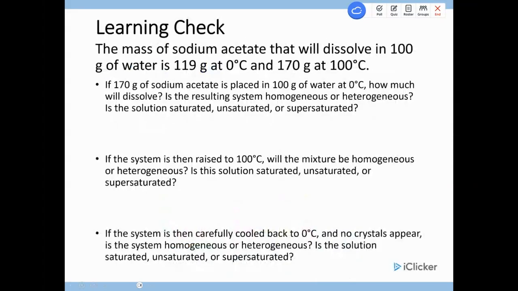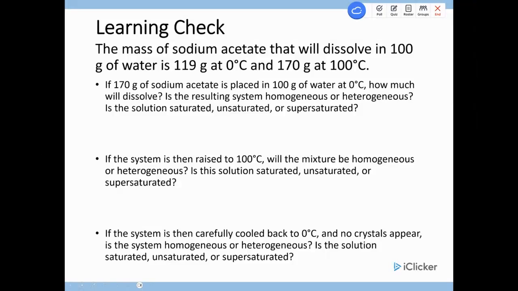All right, so now we've got our learning check. We're going to do the very first part of the first question together, and then the rest you'll do as an iClicker. So let's read this. We have sodium acetate. The mass of sodium acetate that will dissolve in 100 grams of water is 119 grams at 0 degrees Celsius and 170 grams at 100 degrees Celsius. So the solubility increases with increasing temperature.